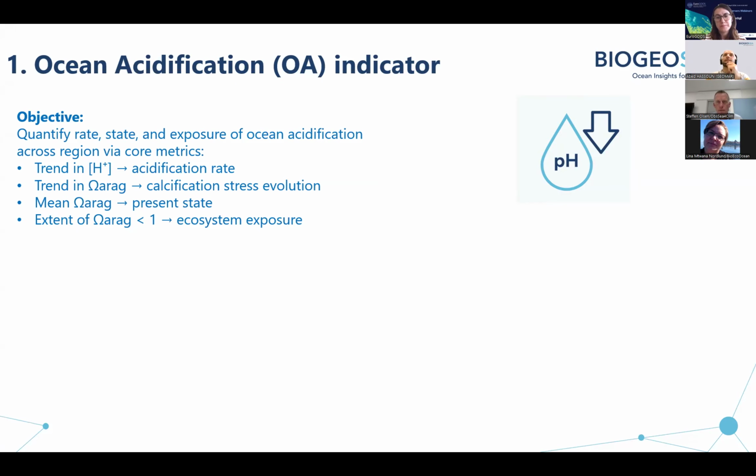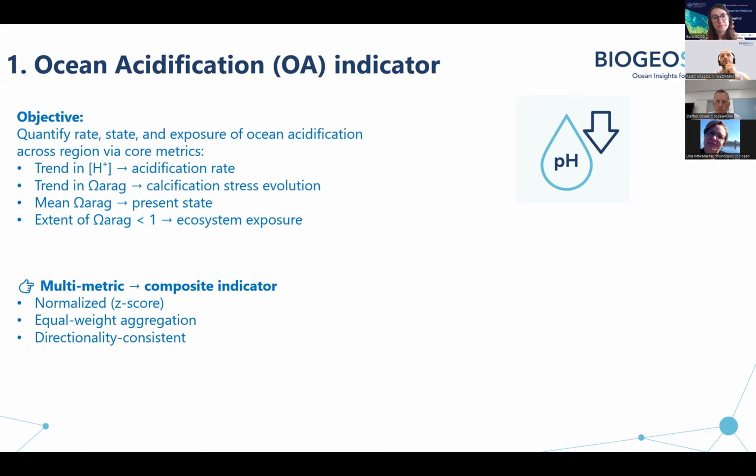The objective of the ocean acidification indicator is to quantify the rate, state, and exposure of ocean acidification across regions via core metrics, like the trend in protons, for example, that's the acidification rate, the trend in omega aragonite, acidification stress, and the mean, to have an idea about the state of ocean acidification, the extent of the saturation state of aragonite, etc. And also for ocean acidification, we are designing a composite indicator: normalized, equally weighted, directionally consistent.